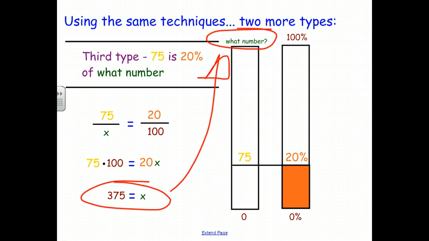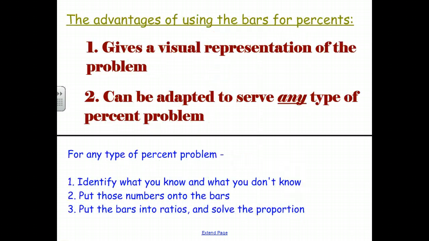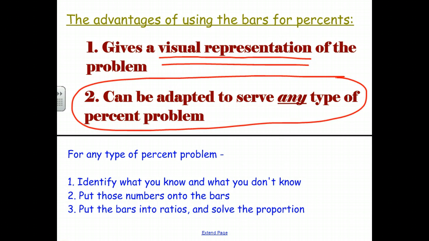So one more time looking back, why are the bars useful for representing percents? Well, first they give a visual representation of what the problem is. So you can see it visually and know whether or not your ratios and proportions are set up in the correct orientation, and it can be adapted to serve any type of percent problem that you want. So anytime that you see percent, you can use this technique.